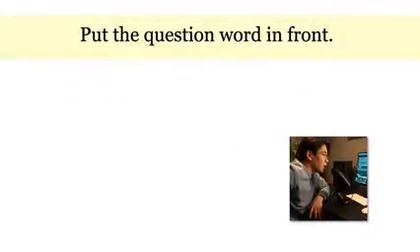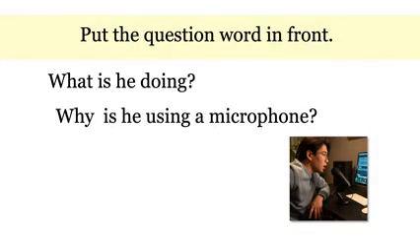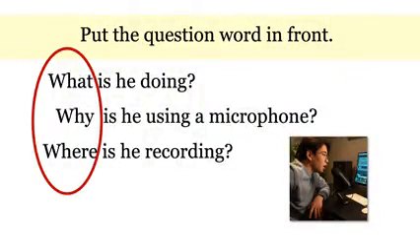In this lesson you learned, put the question word in front of a yes-no question to form an information question in the present progressive. What is he doing? Why is he using a microphone? Where is he recording? All of these questions start with a question word.